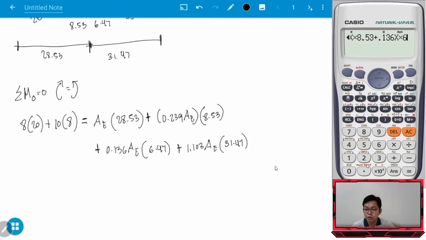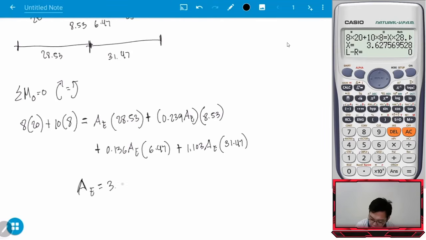Moment arm is 6.47, plus 1.103x, moment arm is 31.47. Okay, so shift solve natin guys. Di ba? So meaning, ang AE pala natin is actually 3.627. Ulitin ko, AE is 3.627. So nasolve na natin yung AE, masosolve na natin yung iba.